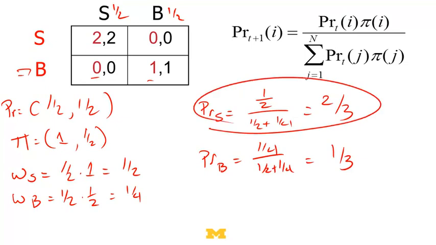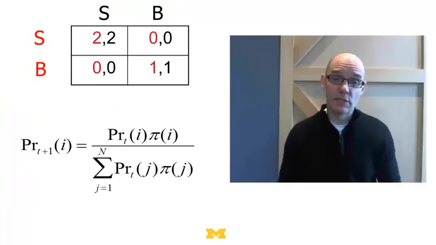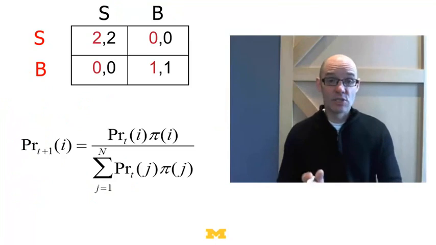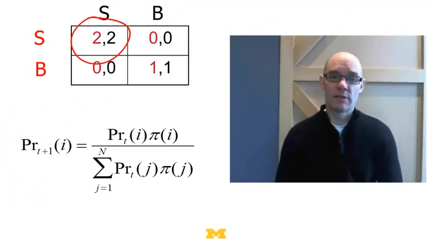So what we see is we started out with equal numbers of shakers and bowers, and now we're moving towards more shakers, but that makes sense because shakers get a higher payoff. Now if we ran this a whole bunch of times and used replicator dynamics, and we started out with equal numbers of shakers and bowers, eventually we'd end up with all shakers.